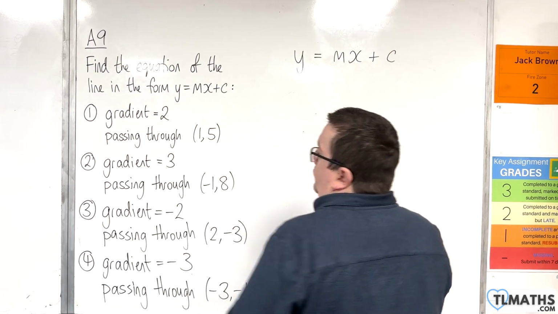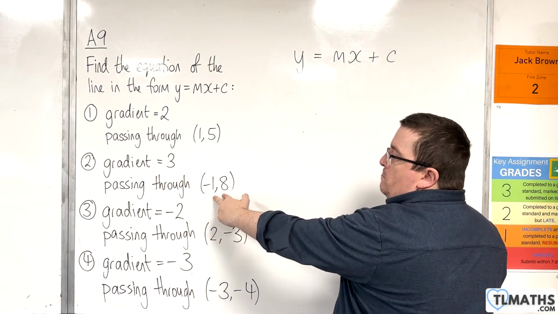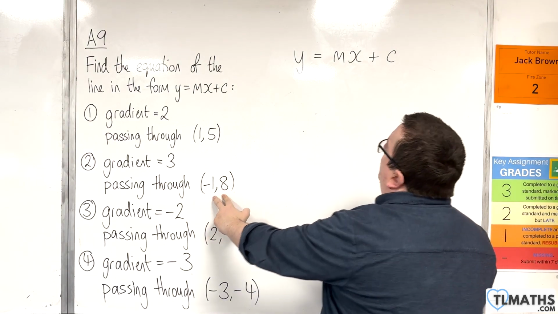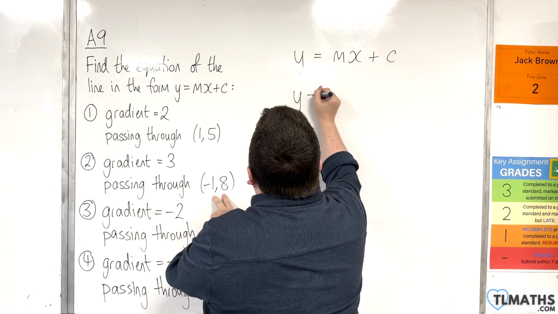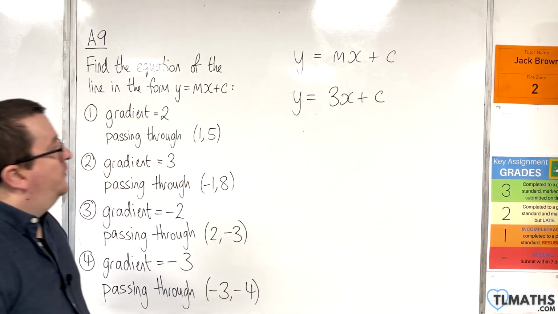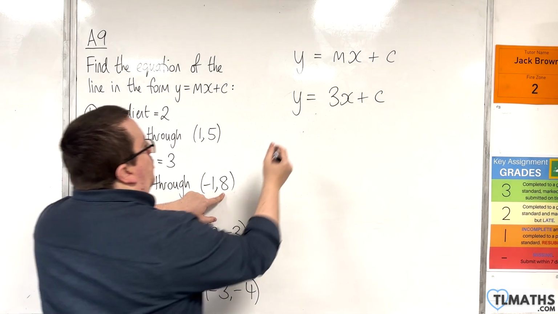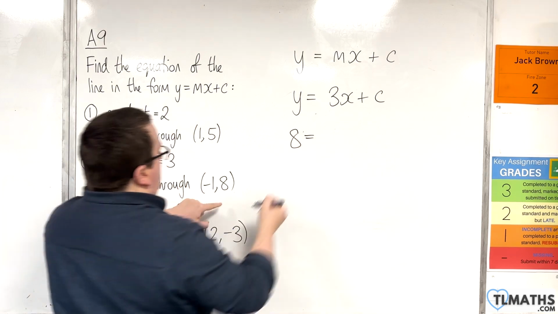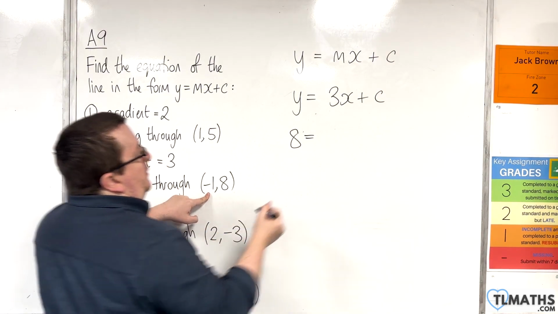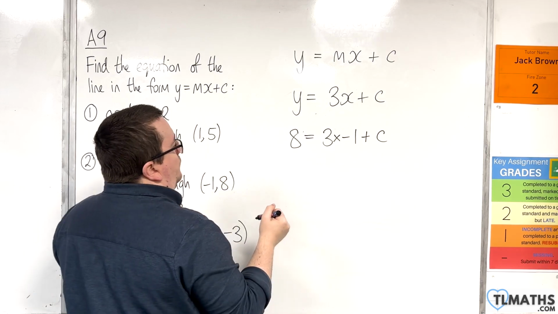Right, number 2. So here the gradient is 3, and it passes through the point minus 1, 8. So straight off we can write down y is equal to 3x plus c, because the gradient's 3, and it passes through minus 1, 8. So the y gets replaced with 8, and the x gets replaced with minus 1. So 3 lots of minus 1 plus c.